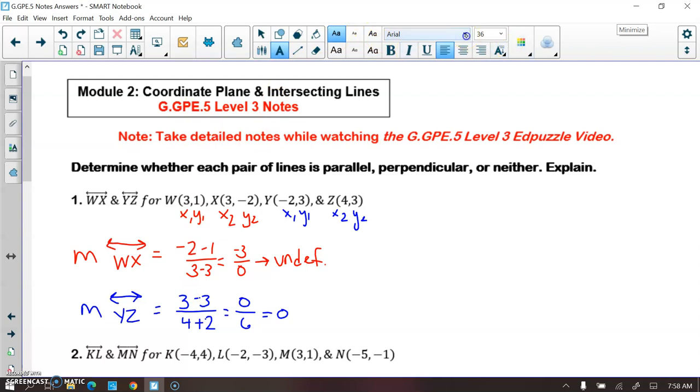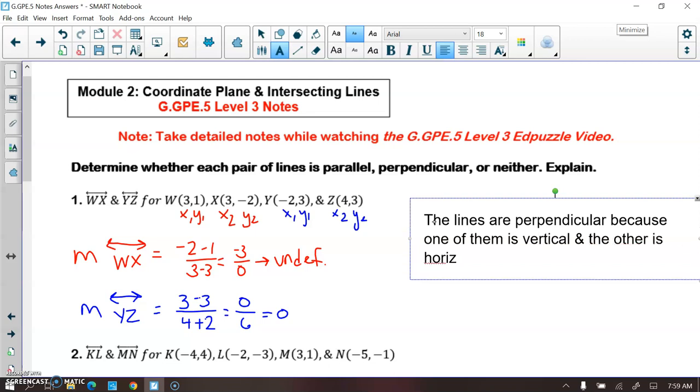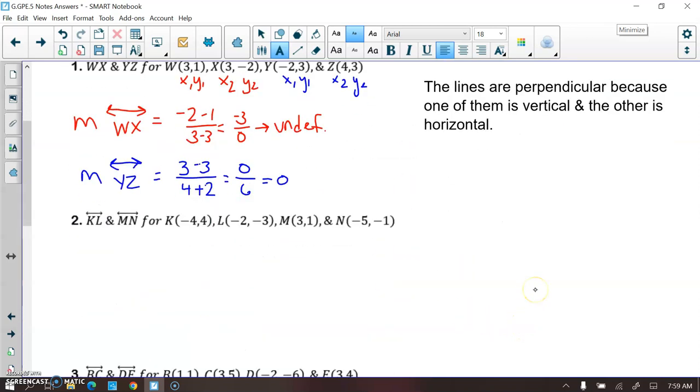And so we have a vertical and a horizontal line. What that means is that the lines are perpendicular because one of them is vertical and the other is horizontal. Great. Moving on to the next one, number 2, same thing.